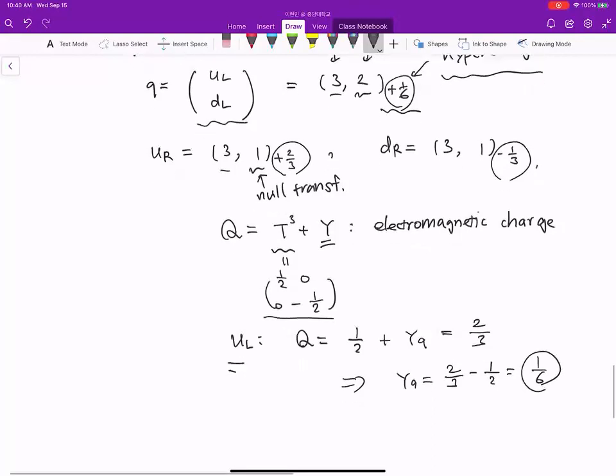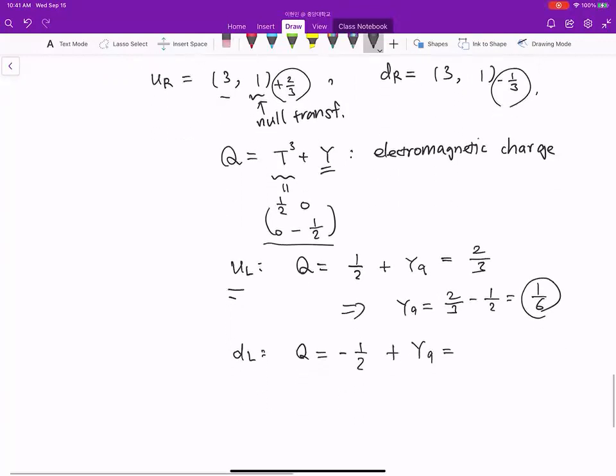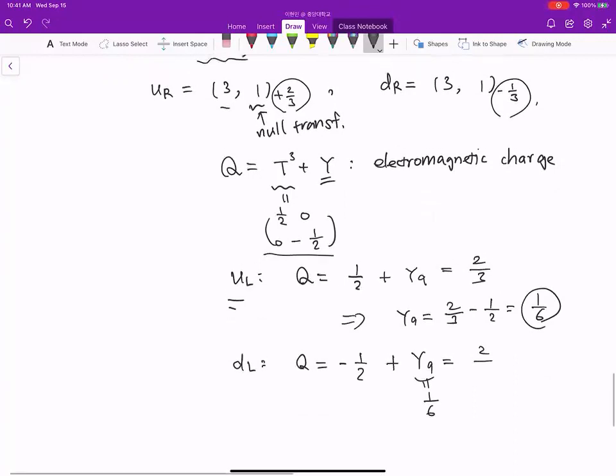The same is true for DL, with Q equal to 0 for the neutral component. So the SU(2) charge for the down-type quark will be minus 1/2, and we have already determined the hypercharge for the doublet quark. So what is this? Minus 1/3.